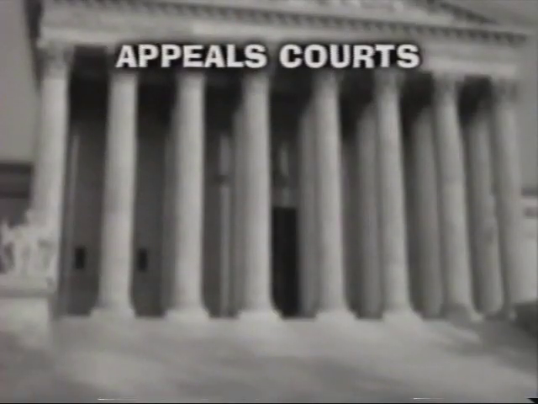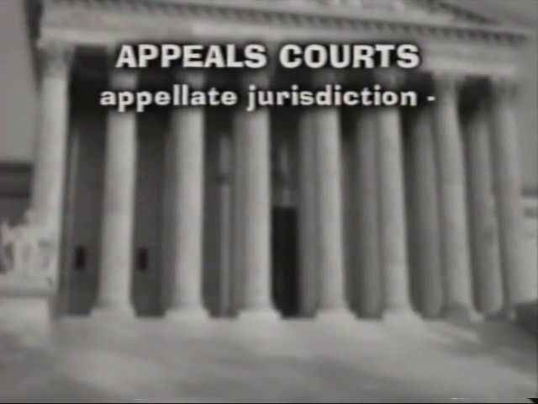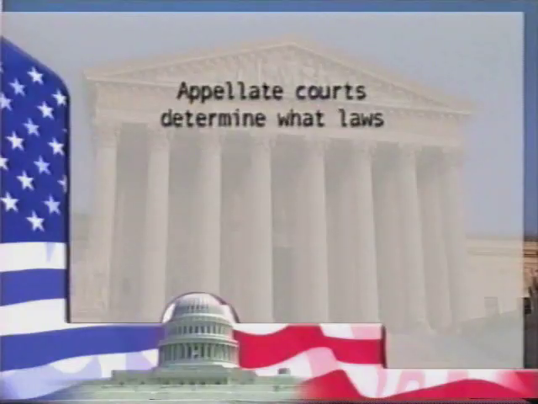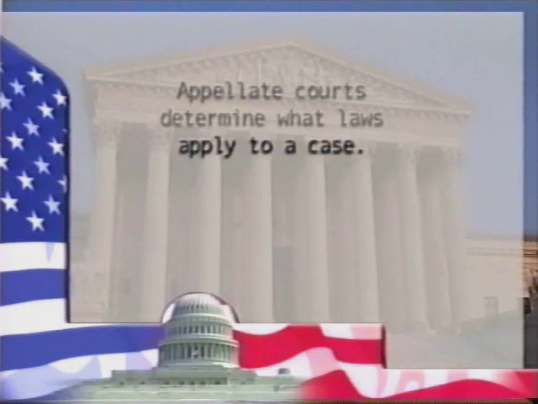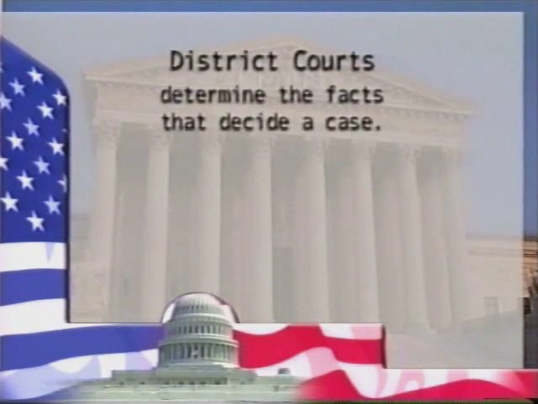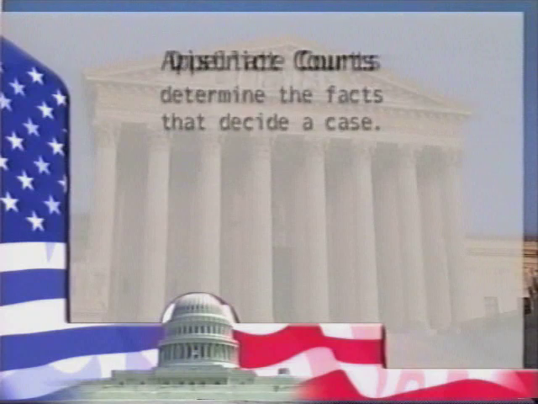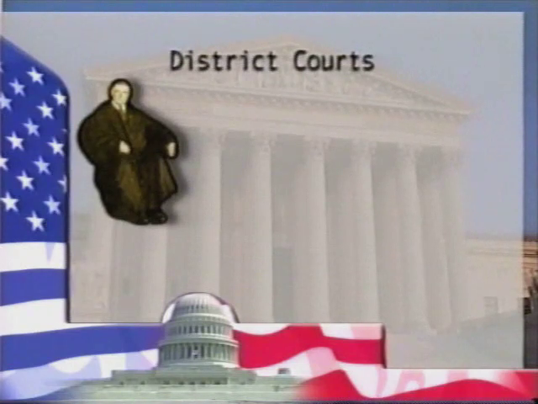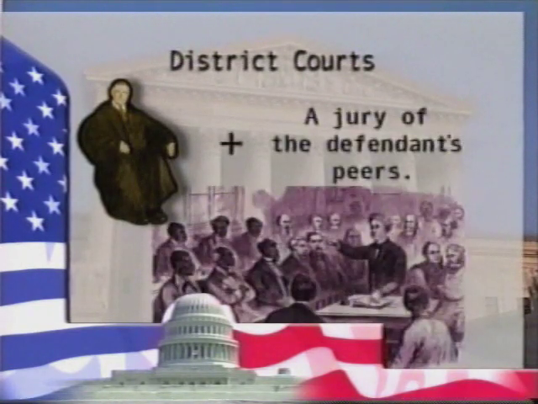Instead, the appeals courts have appellate jurisdiction, which refers to the authority to review a case which has already been decided at the trial level. One thing to remember is that the appellate courts determine what laws apply to a case. District courts, on the other hand, determine the facts that decide a case. Appellate court cases are usually heard by a panel of 3 judges with no jury. District courts, on the other hand, are made up of 1 judge, and in the case that a trial is held, a jury of the defendant's peers.